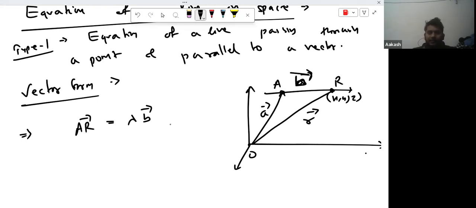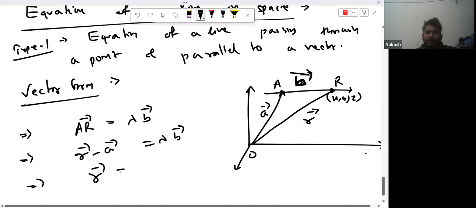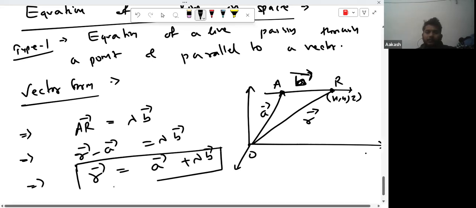If two vectors are parallel, that means they are collinear, and if two vectors are collinear, we can say one vector is some constant multiplied by the second vector. So the AR vector is the R vector minus the A vector, which equals lambda times the B vector. We can say R vector equals A vector plus lambda times B vector, where lambda is a variable.